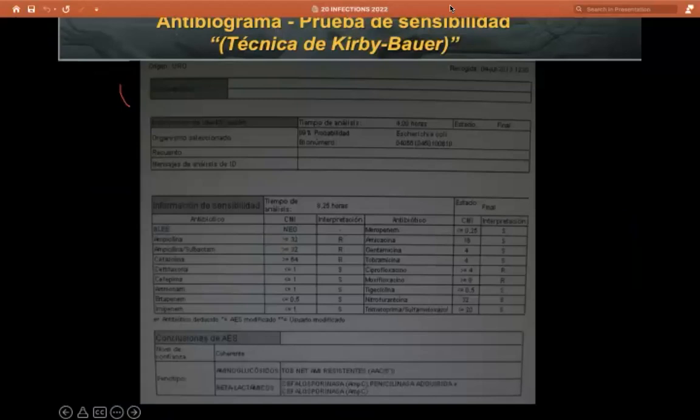Okay, so this is what they give us. They give us whether it's resistant or not and how much. And they give us the number of the stronger bacteria, or the bacteria that has more numbers on it. And so we have a conclusion of what we should do.